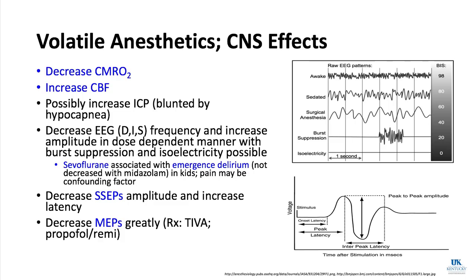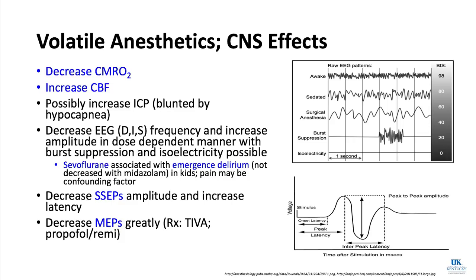The volatile anesthetics are vasodilators of not only the systemic vasculature, but the cerebral vasculature. And if blood flow goes up to the head and there's more blood in the head with the volatile anesthetic, there's a possibility that you can increase intracranial pressure, but this effect is blunted by hypocapnia, such that if you hyperventilate the patient as you're introducing the volatile anesthetic, there's not a rise in intracranial pressure.